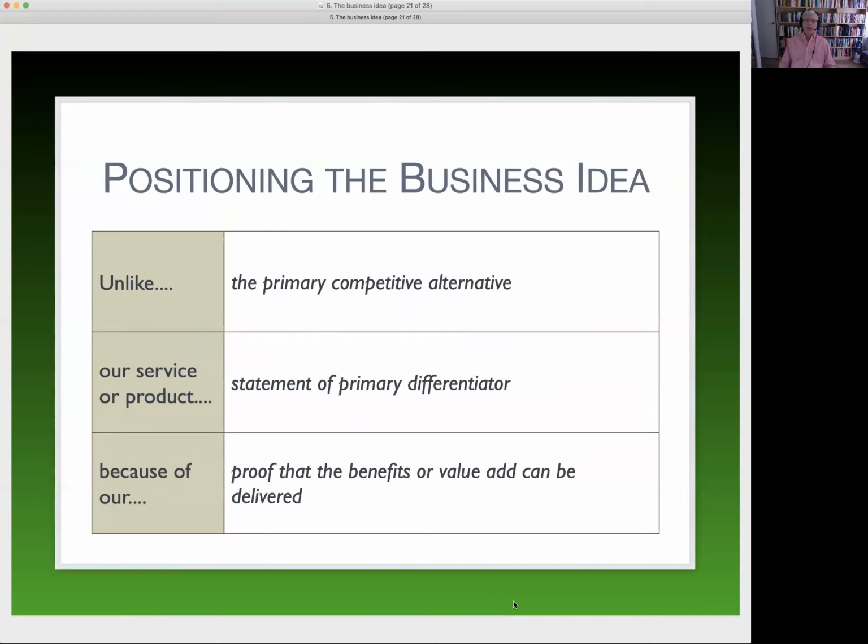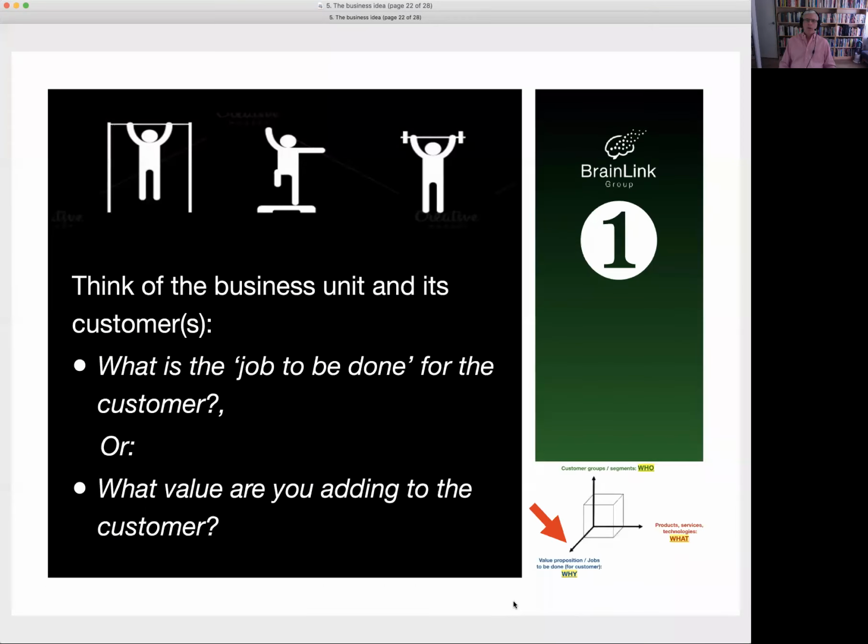Okay, so the first part of your exercise, which you will do in a syndicate, and which is really the starting point of scenario planning, is to think of the particular business unit. In the case of your syndicate, this will be the case study organization you've selected.